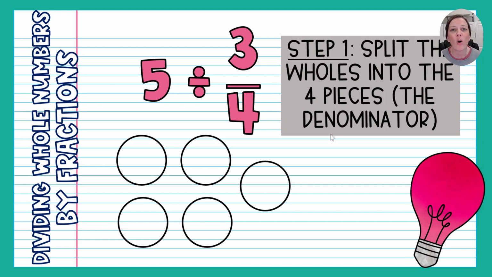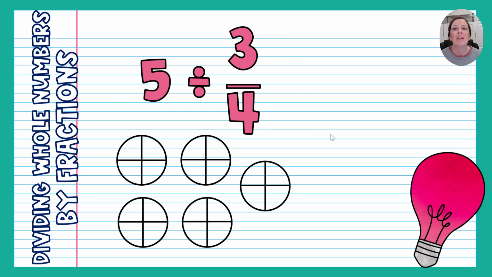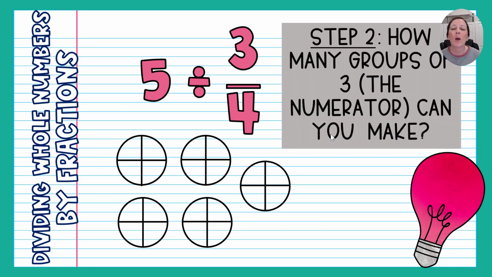So I have my 5 wholes. Let's go ahead and split those into fourths like so. And then we will be ready for step 2. Step 2 is that we want to know how many groups of 3 can we make. And the reason we're making groups of 3 is that is our numerator. That's the number on top. So that tells us how many groups we're going to make. So this is where your colored pencils are going to come in handy because it's much easier to see how many groups of 3 you make if each group of 3 is its own color.